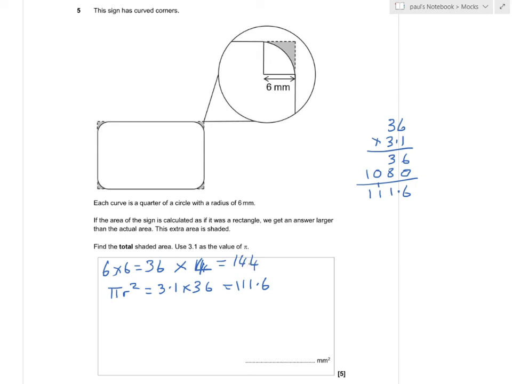So if I take one away from the other, I should find the shaded part. So let's take one away from the other. So 3, 1, 4, 2, 3. 32.4 millimeters square.